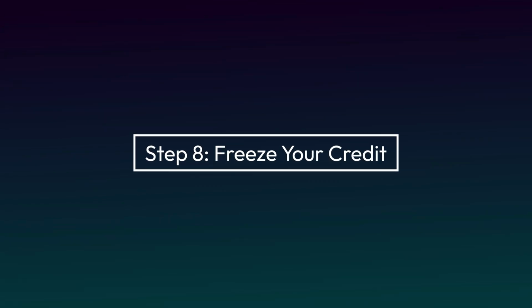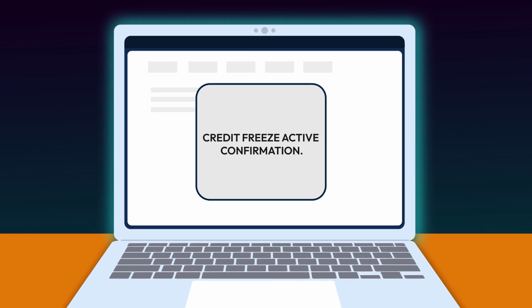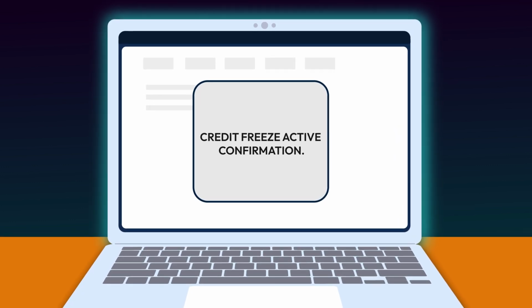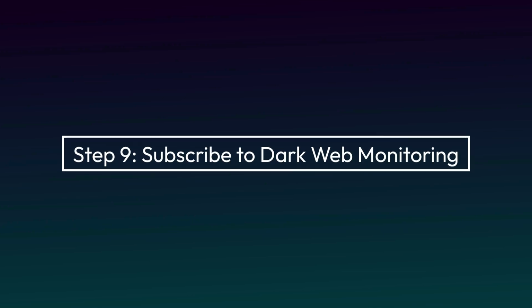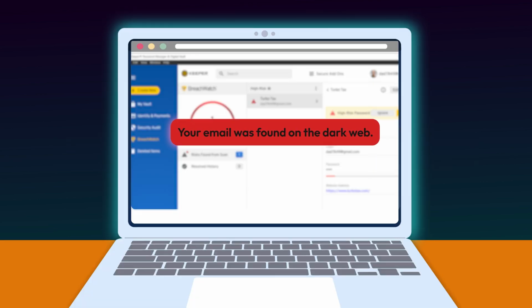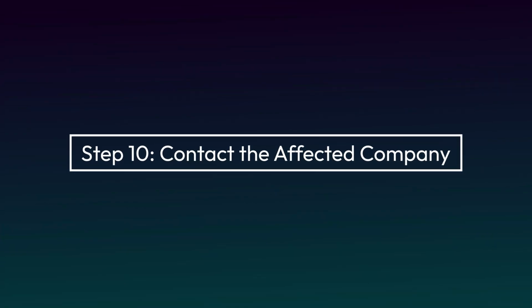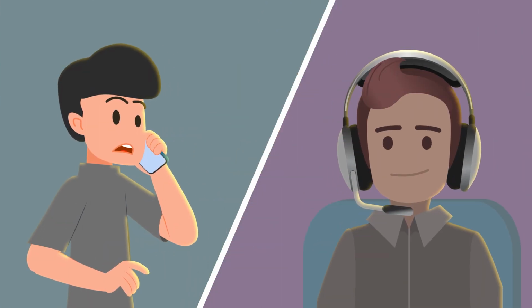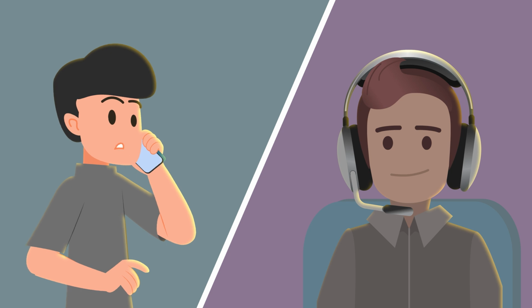Step 8. Freeze your credit. If personal data was stolen, hackers might try to open accounts in your name. Step 9. Check if your data is on the dark web. A dark web monitoring service will alert you if your credentials are being sold online. Step 10. Contact the company. If you can't recover your account, reach out to support to see if they can help you regain access.